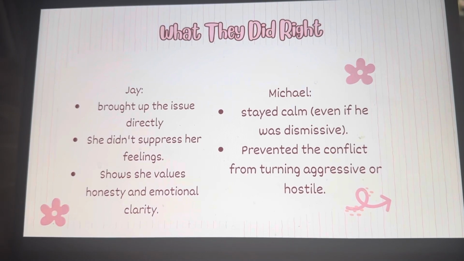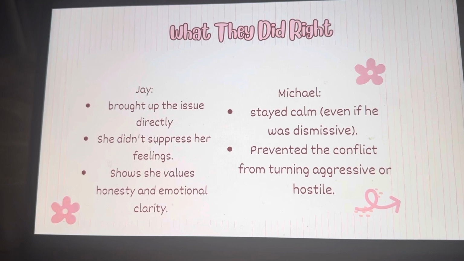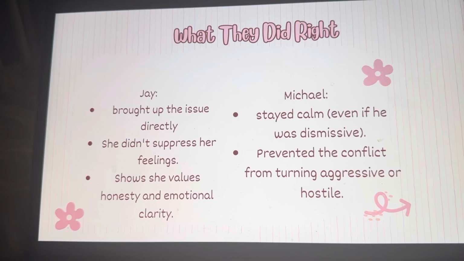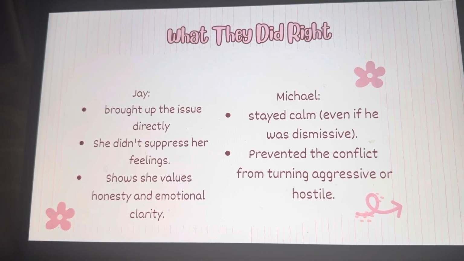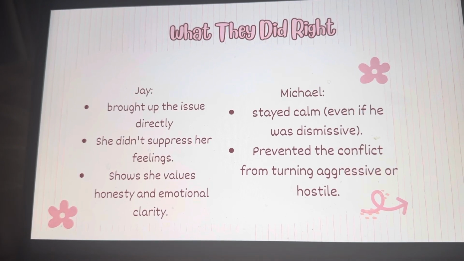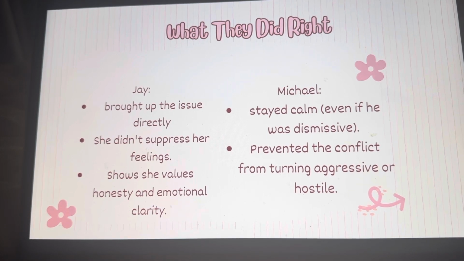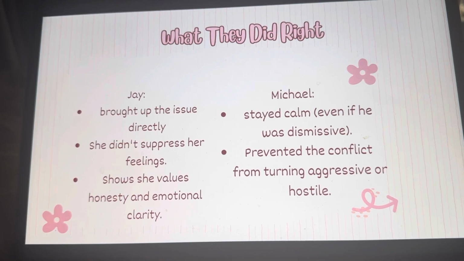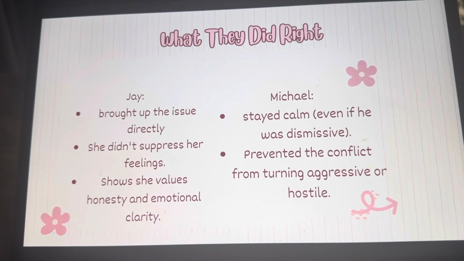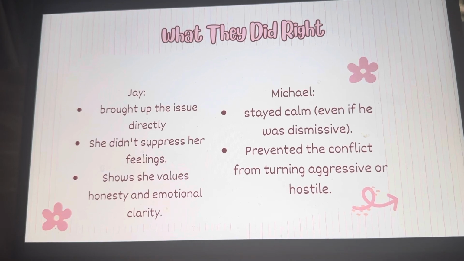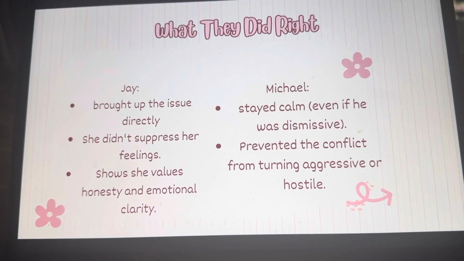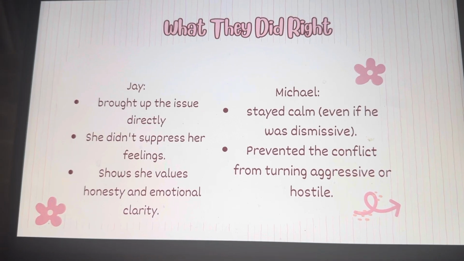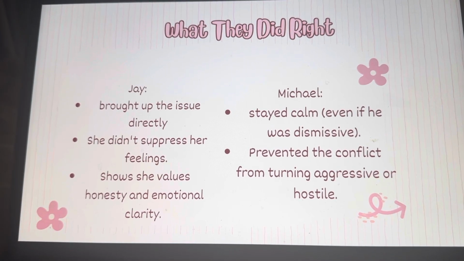This is what I believe they did right. Jay brought up the issue directly. She didn't hide her feelings. She was just very open. You'll see that in the clip. She showed that she values honesty and emotional clarity. While Michael stayed calm, even though he was dismissive, which didn't escalate the situation more than it needed to be. He prevented the conflict from turning aggressive or hostile because although Jay was upset, he allowed her to be upset and didn't match her level of anger, if you know what I mean.